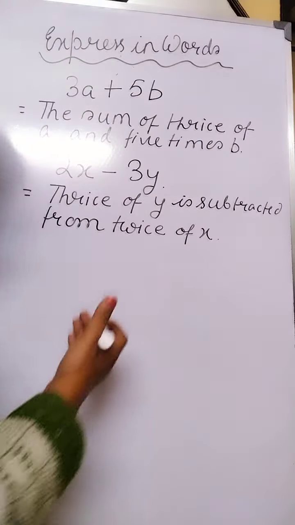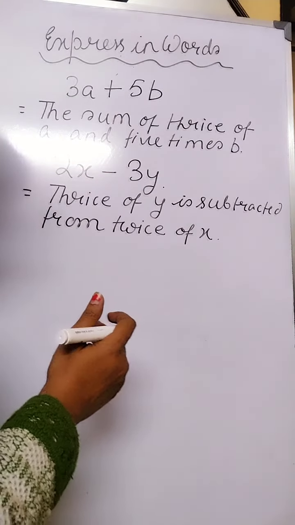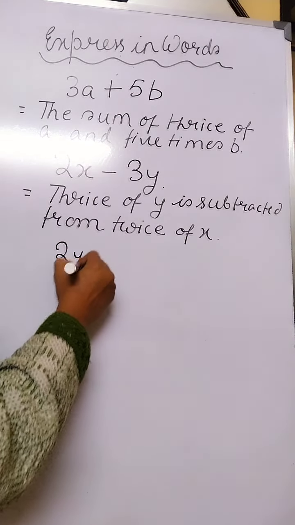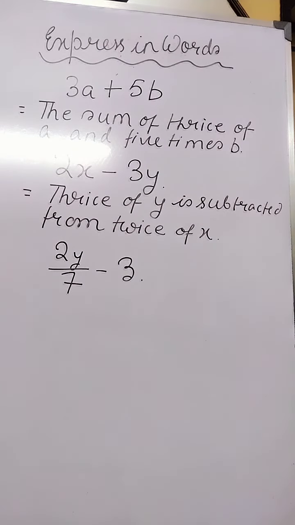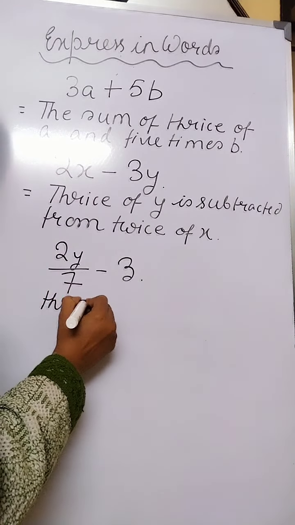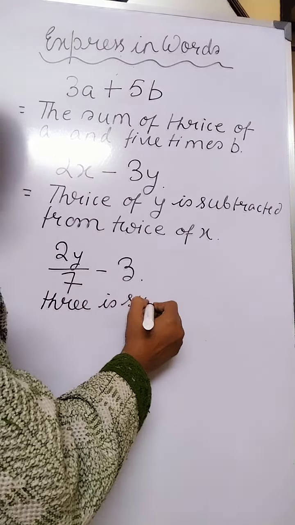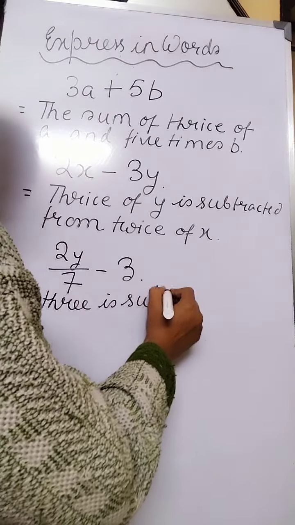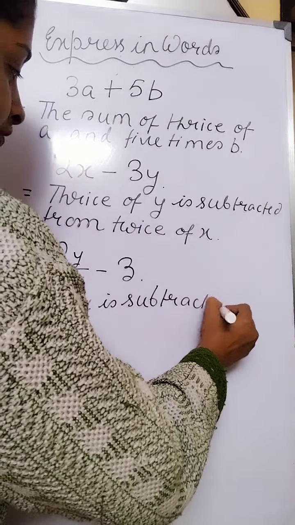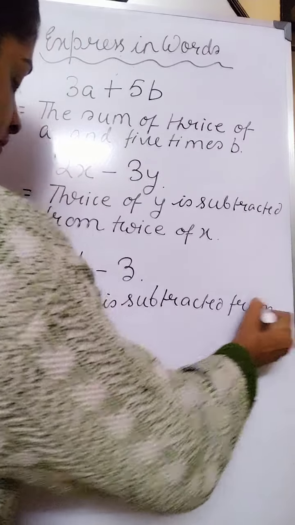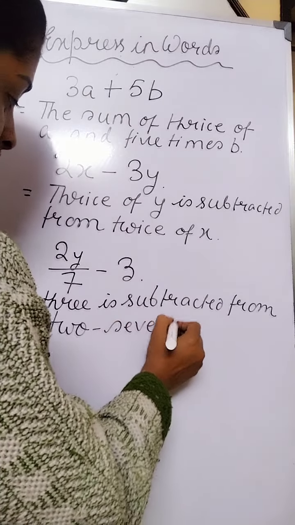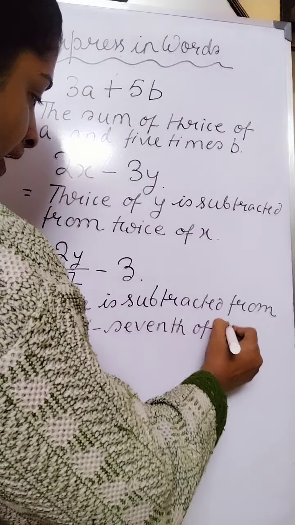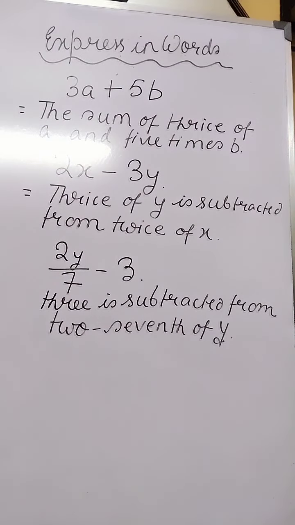For example, I am giving you a difficult expression like 2y by 7 minus 3. This is given to you. How will you express this in words? You will write: 3 is subtracted from 2/7 of y. 3 is subtracted from 2/7 of y.